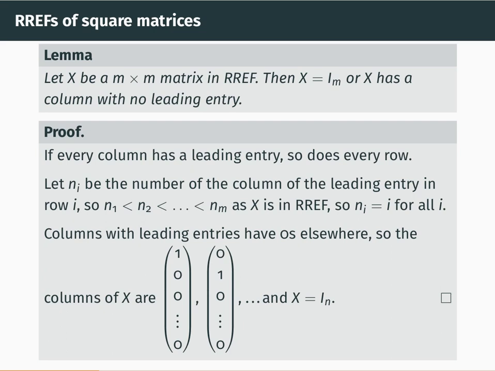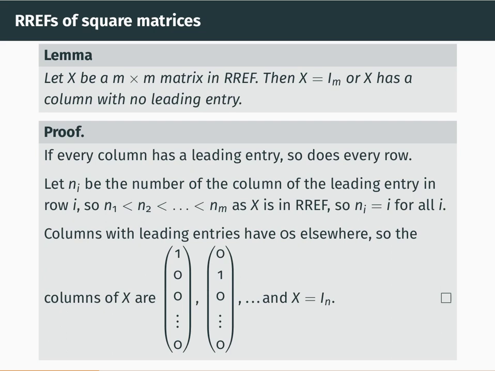Now if every column of X has a leading entry, well then you have m leading entries. And the leading entries each have to be in a different row. You can't have more than one leading entry per row because the leading entry is the leftmost non-zero element in a row. So if every column has a leading entry, then there's got to be m leading entries, and so every row has a leading entry too.